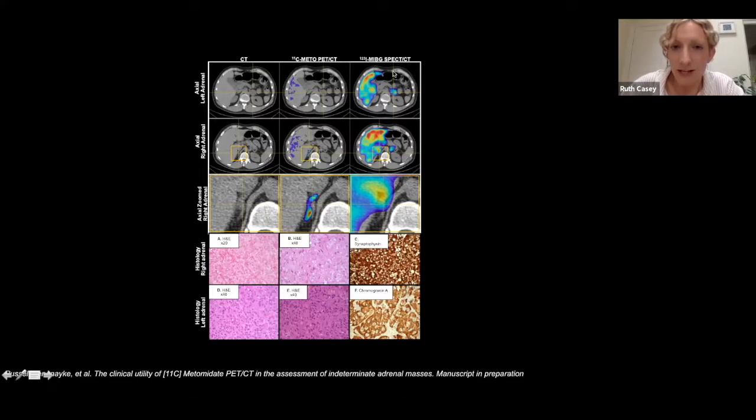MIBG SPECT CT helped us further because we could see uptake in the larger left-sided adrenal lesion, again in keeping with the pheochromocytoma. And we were just about convinced that there was some uptake in the right-sided lesion, in keeping with the lack of tracer uptake on 11C metomidate. This supported the diagnosis of a pheochromocytoma on the right side as well. So this patient had a bilateral adrenalectomy supported by these imaging techniques, and indeed histologically was confirmed to have had bilateral pheochromocytomas.